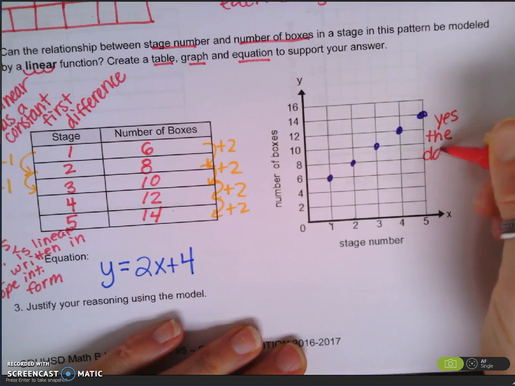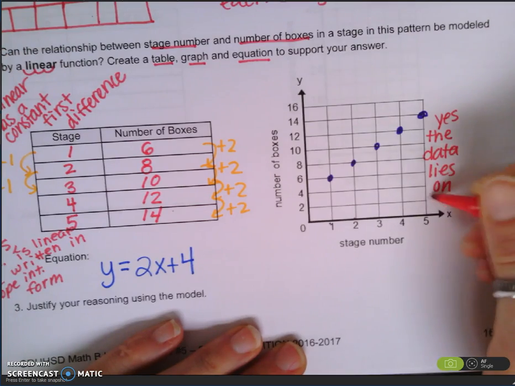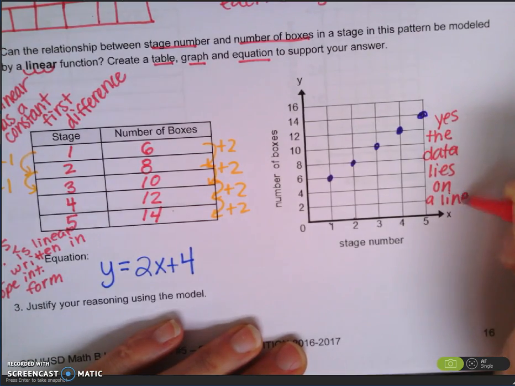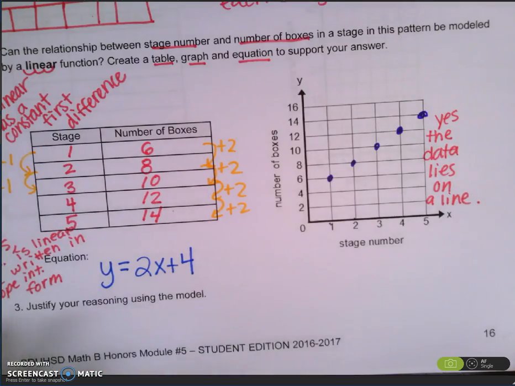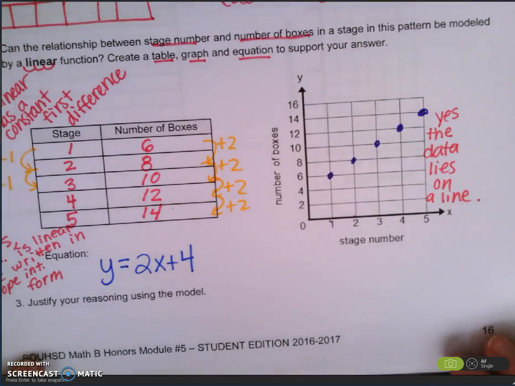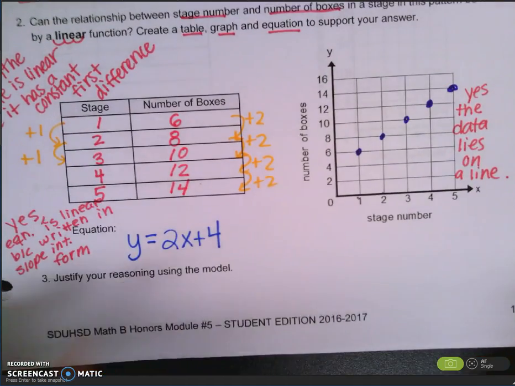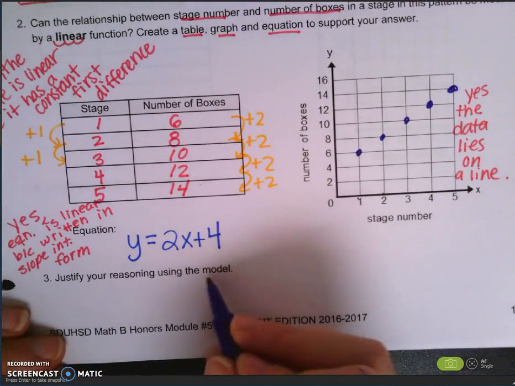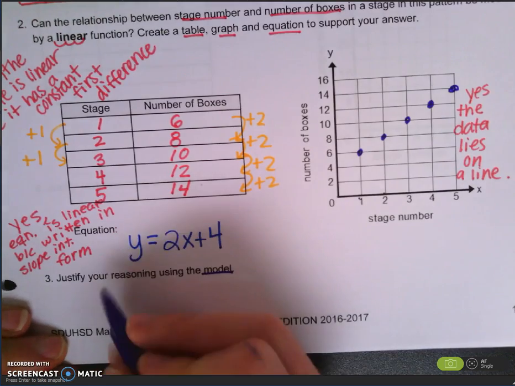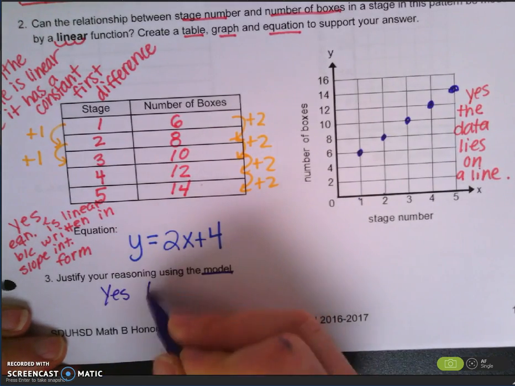The data lies on a line. Yes, when graphed, the data lies on the line. Yes, this is linear. Now let's go back and look at our model. Justify your reasoning using the model. Is the model linear? Yes.